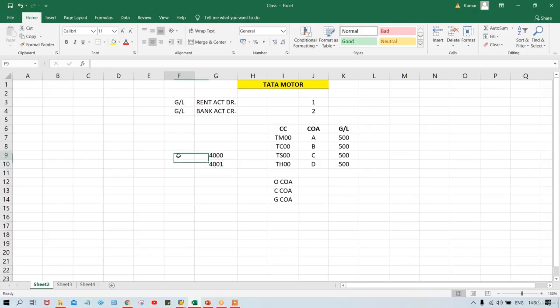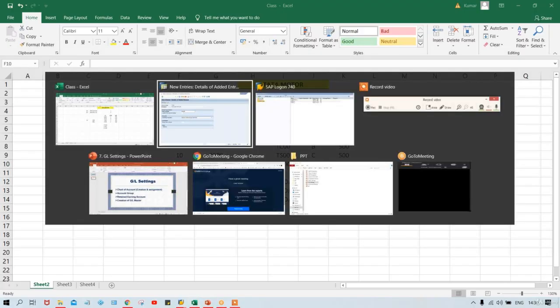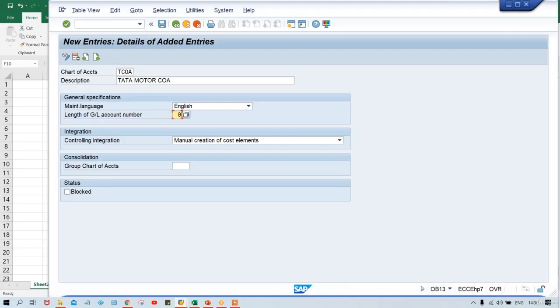So maximum 10 digit length can be given. Maximum how many digits? 10 digit length can be given. So here I'm going to give 4 digit length only, and I'll recommend you people also to use 4 digit length itself, because it will be easy for you guys to remember your GL account number. If you give 10 digit length here, then it is not possible to remember your GL account number at all. It's going to create confusion. So better to give 4 digit length itself.